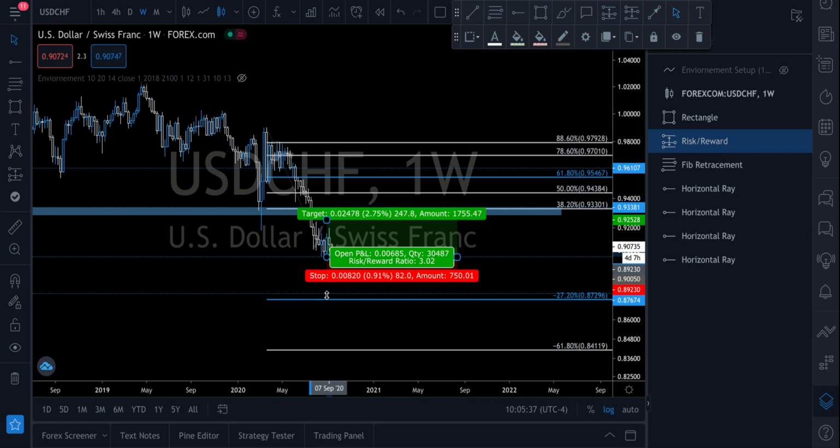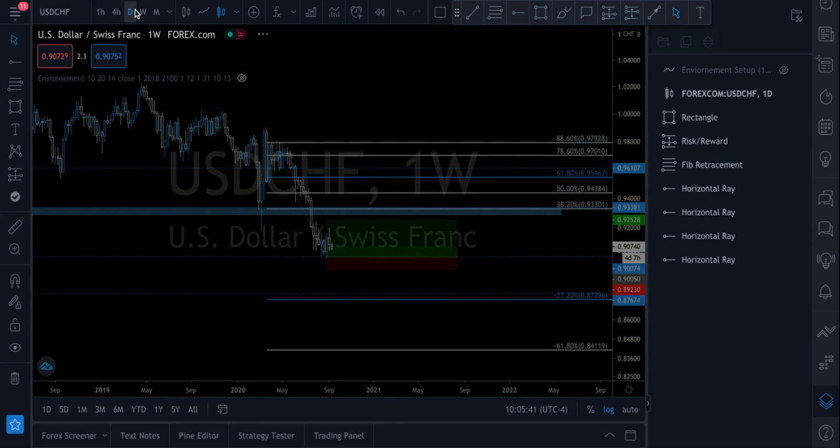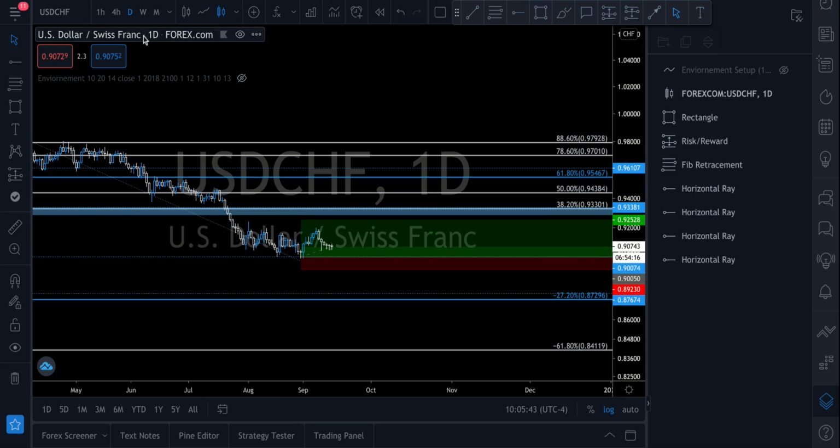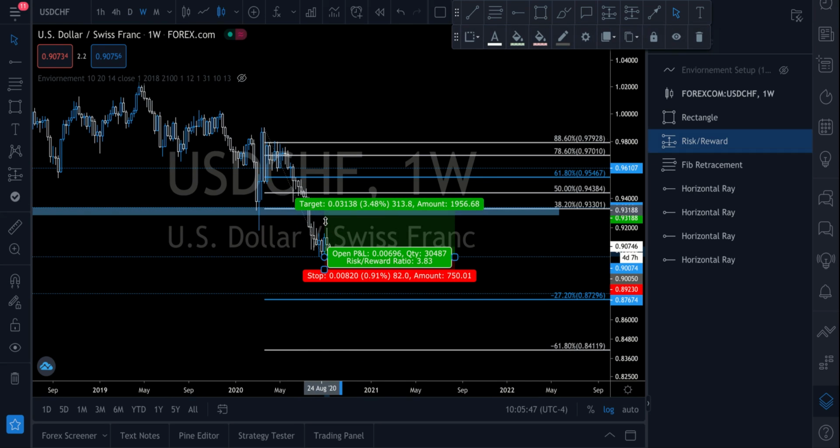Putting your stop loss just right here. Let's go down to the daily just to verify. Yep, stop loss right there. So this would be short-term targets for you guys, okay? And then you can give this a little bit more breathing room too.